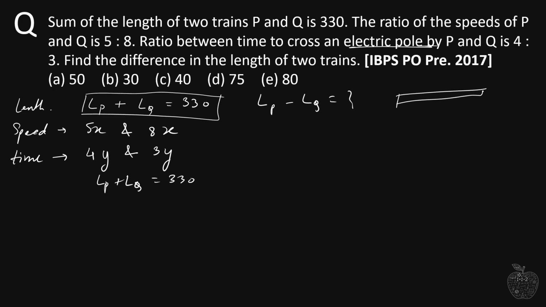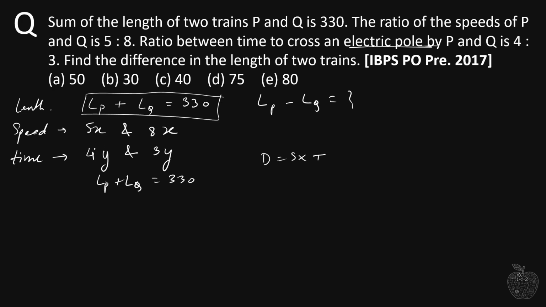Now this train is crossing this electric pole, right? Suppose this is the train and it is crossing this electric pole. Only when this entire part of the train crosses the pole can we say that the train has crossed the pole. So that means this length of the train becomes our distance, and we know that distance is equal to speed into time.